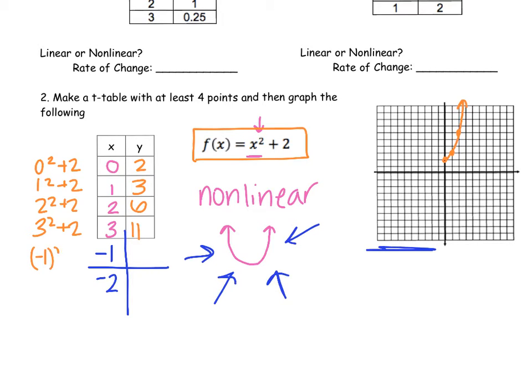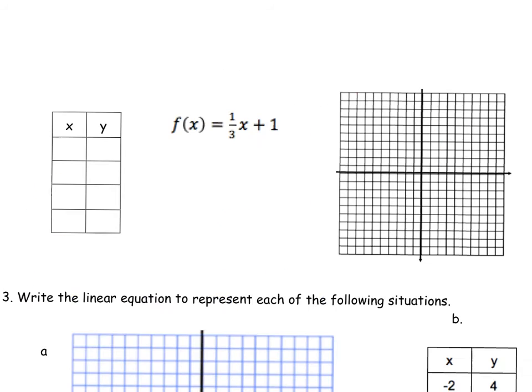So negative 1 squared plus 2. Negative 1 times negative 1 is 1. 1 plus 2 is 3. Negative 2 squared is 4 plus 2 is 6. So we have negative 1, 3, negative 2, 6. And now when I connect my dots, I see that full U shape of my graph. Make sure you see the full shape.